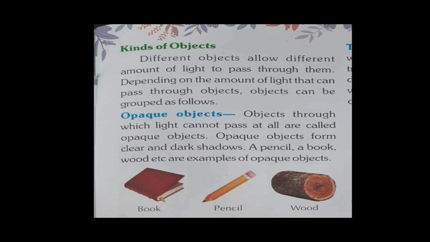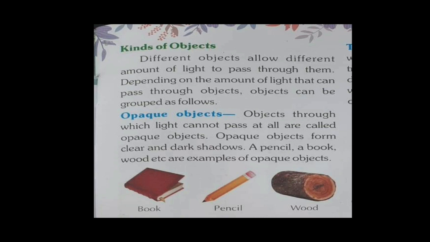Different objects allow different amounts of light to pass through them, right? Depending on the amount of light that can pass through, objects can be grouped as follows. So the amount of light that is passing through an object decides its type. First type of objects are opaque objects. Objects through which light cannot pass at all are called opaque objects, which do not allow light to pass through them. Opaque objects form clear and dark shadows.